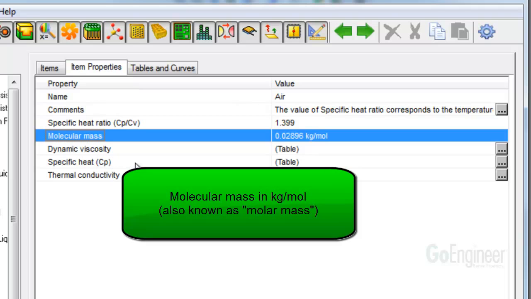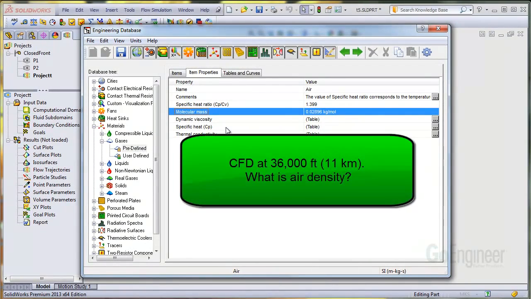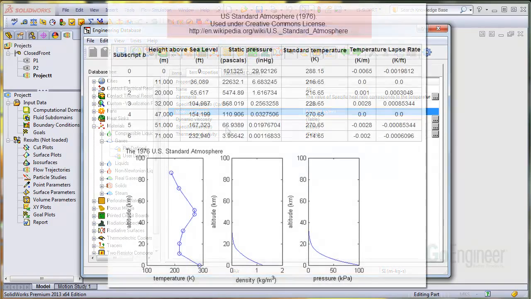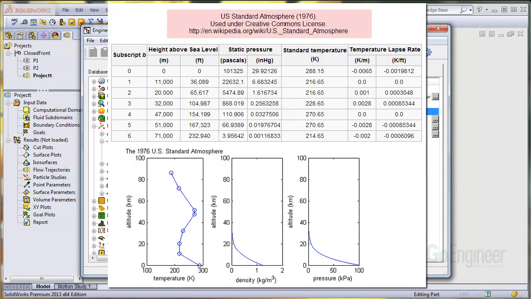Say you are running your CFD analysis of an aircraft at 36,000 feet and you want to determine the ambient conditions at that altitude. You would have consulted the U.S. standard atmosphere as shown here and used the pressure and temperature values for that altitude when you set up the initial and ambient conditions in Flow Simulation.